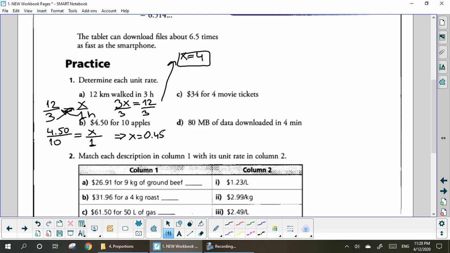What does that really mean? Well, it means that one apple will cost 45 cents. So that is the unit rate for one apple, 1 unit of measurement in this case, which is one apple.